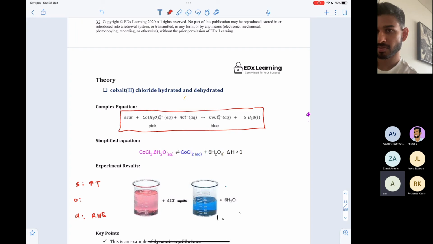Like favors or direction? Good, kind of. I'm looking for another word. Zainul? Link it to the principle? Good. I don't think I heard Le Chatelier's principle. Correct me if I'm wrong, Bethania, but Le Chatelier's principle is so important.